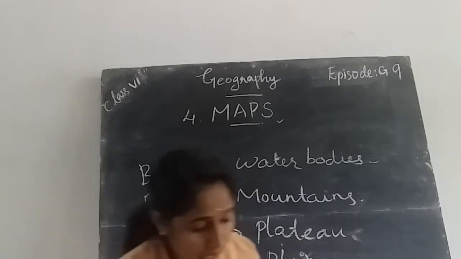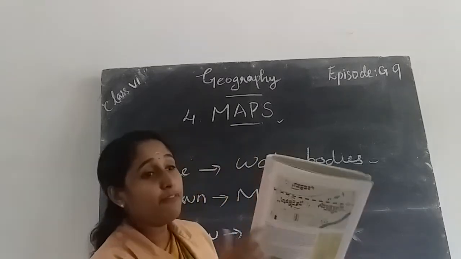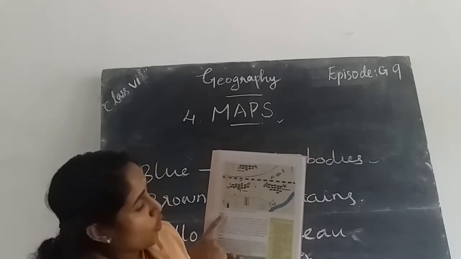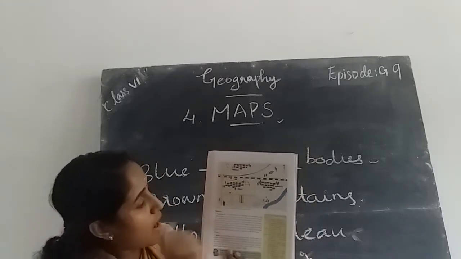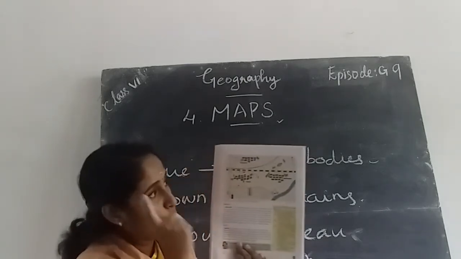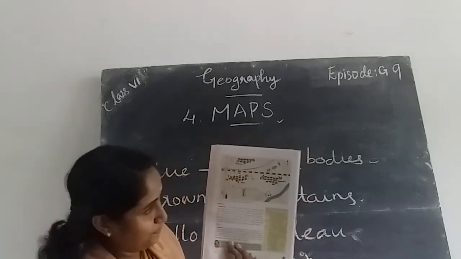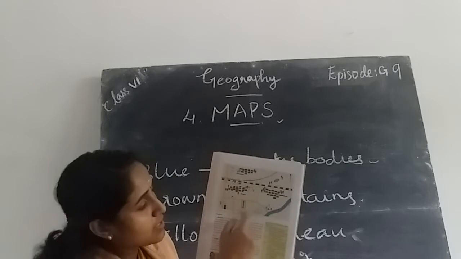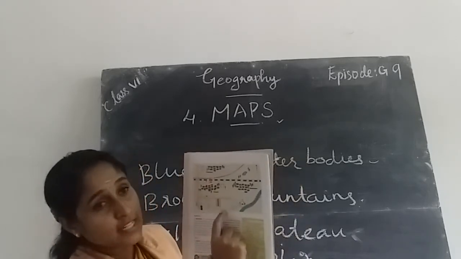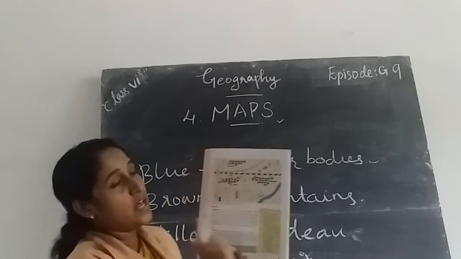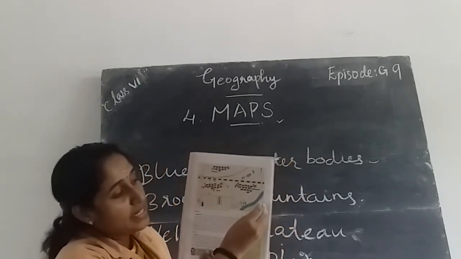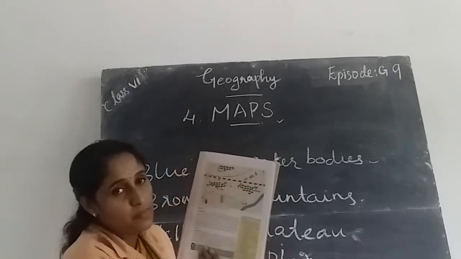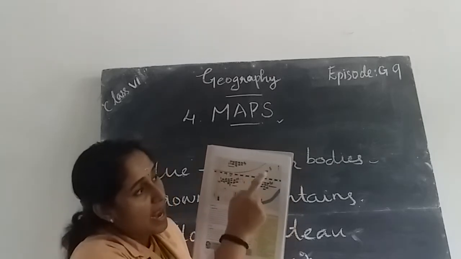Look at your textbook, page number 27, figure 4.4. Can you see this? Yes. Figure 4.4 shows a village and its surrounding areas. In this picture, we can see blue, brown, green and yellow colors. Yellow is especially used for schools and some other symbols. The first one is the blue color, which is a water body. In this shade, this is a river and this is a pond.